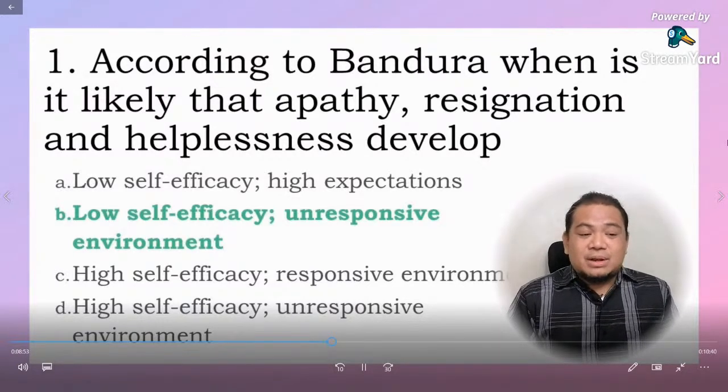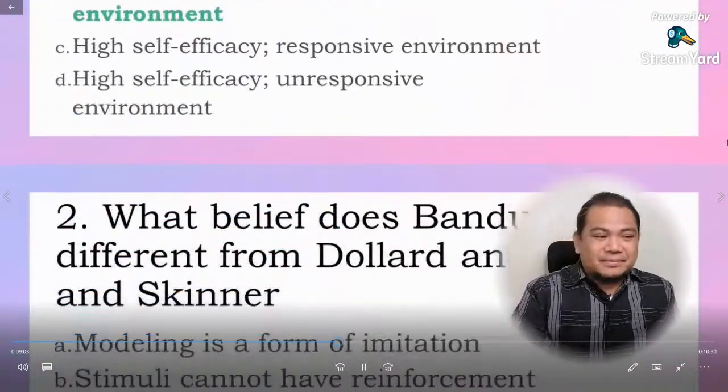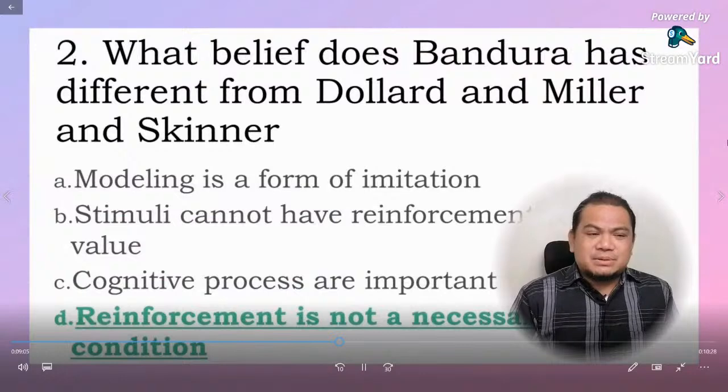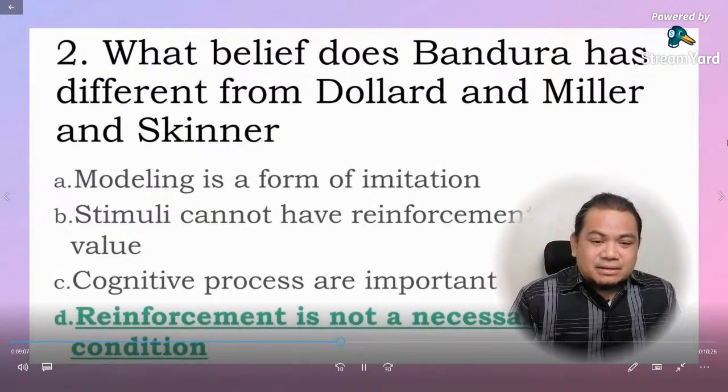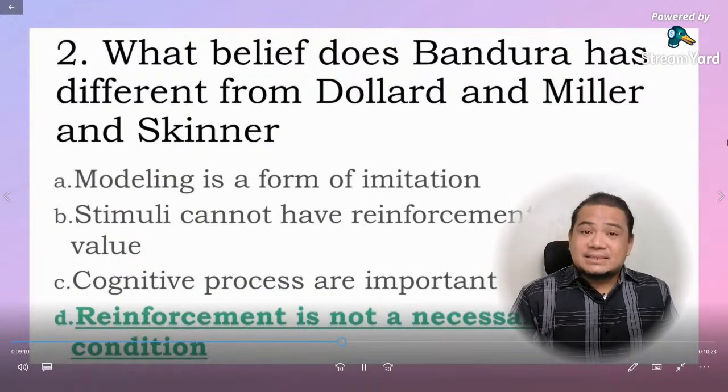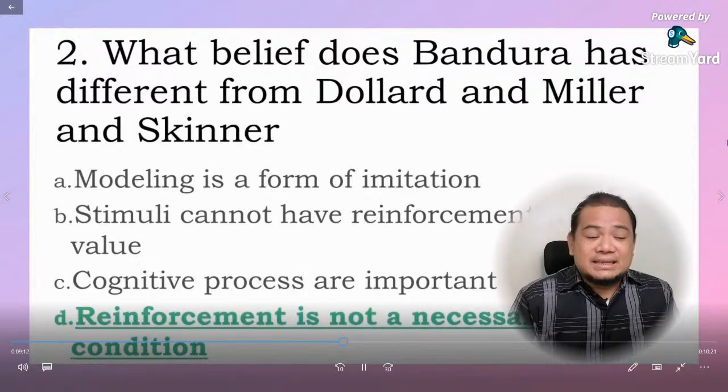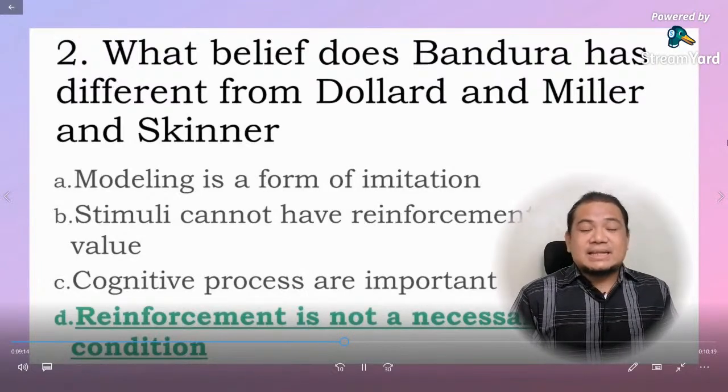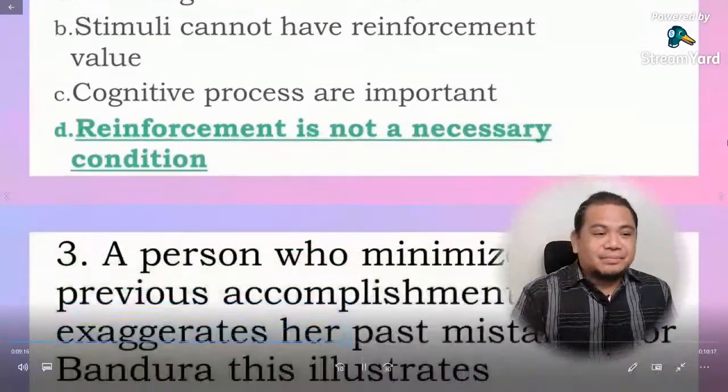And finally, when low self-efficacy combines with an unresponsive environment, people are likely to feel apathy, resignation, and helplessness. Number 2, what belief does Bandura have that is different from Dollard, Miller, and Skinner? The answer is letter B. Reinforcement is not a necessary condition.